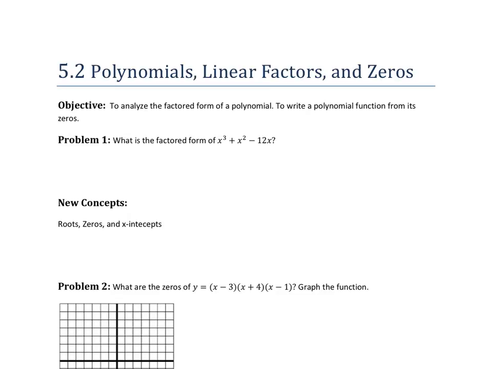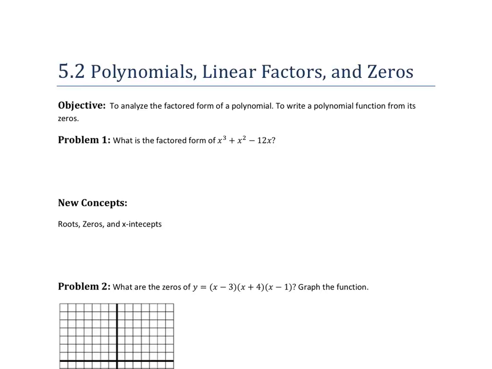Right, in section 5.2, we are going to analyze the factored form of a polynomial. To write a polynomial function from its zeros is another one of our objectives. And problem number 1, what is the factored form of x to the third plus x squared minus 12x?